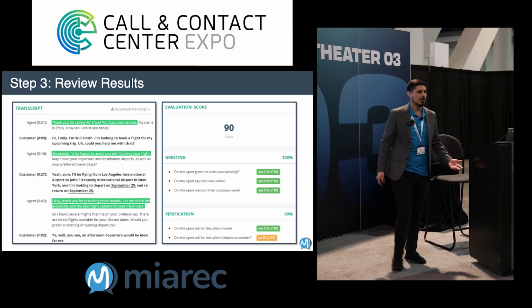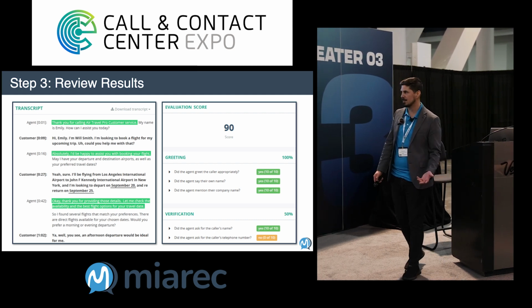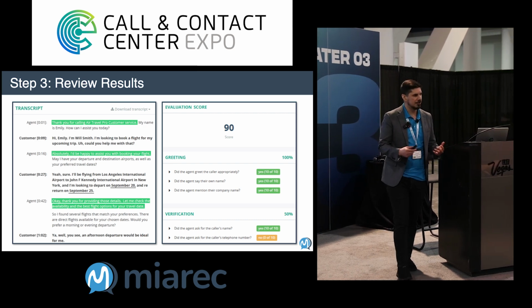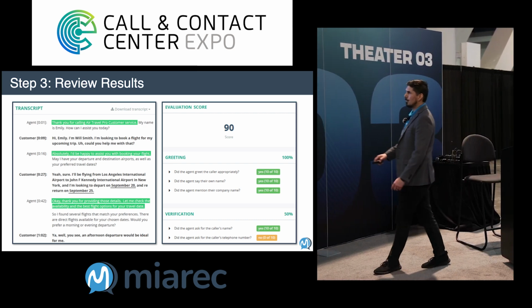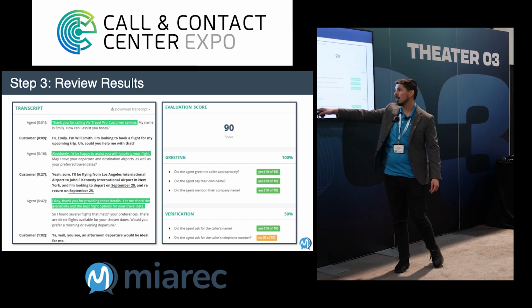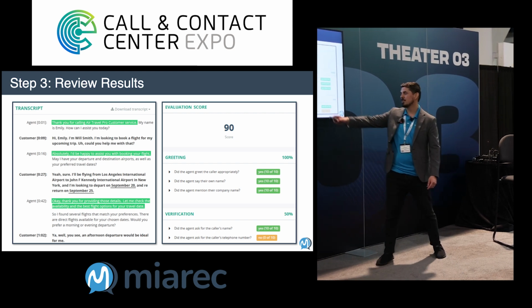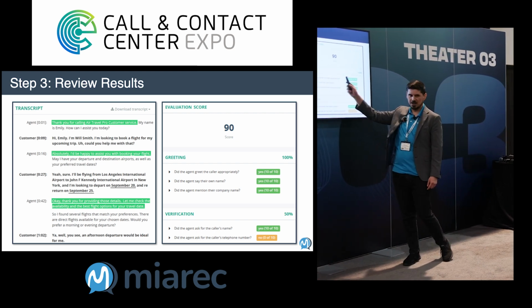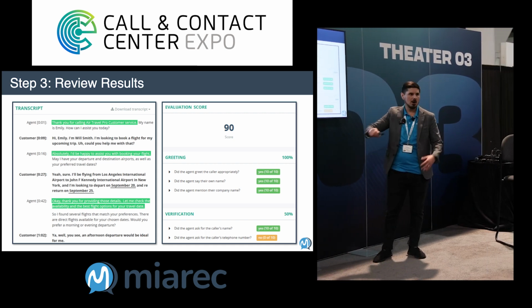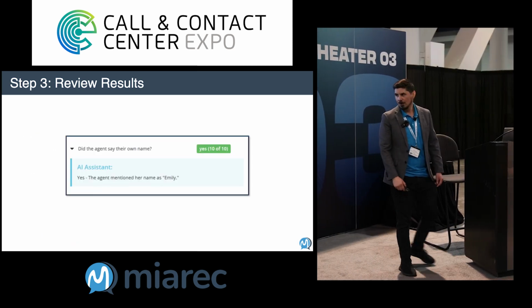Now after that, you want to review the results. Once your scorecard is created and evaluating, you'll get some results. Just so we're aware, the first thing we do with MiaRec is transcribe the calls. So the QA scores are based off the transcript and the questions you make in your scorecard. The AI is searching the transcript to see if the criteria for these questions has been met. Like, did the agent greet the caller? Did they say their own name? All of those questions are being answered automatically by AI. And her name is Emily, right? So it's giving you proof.